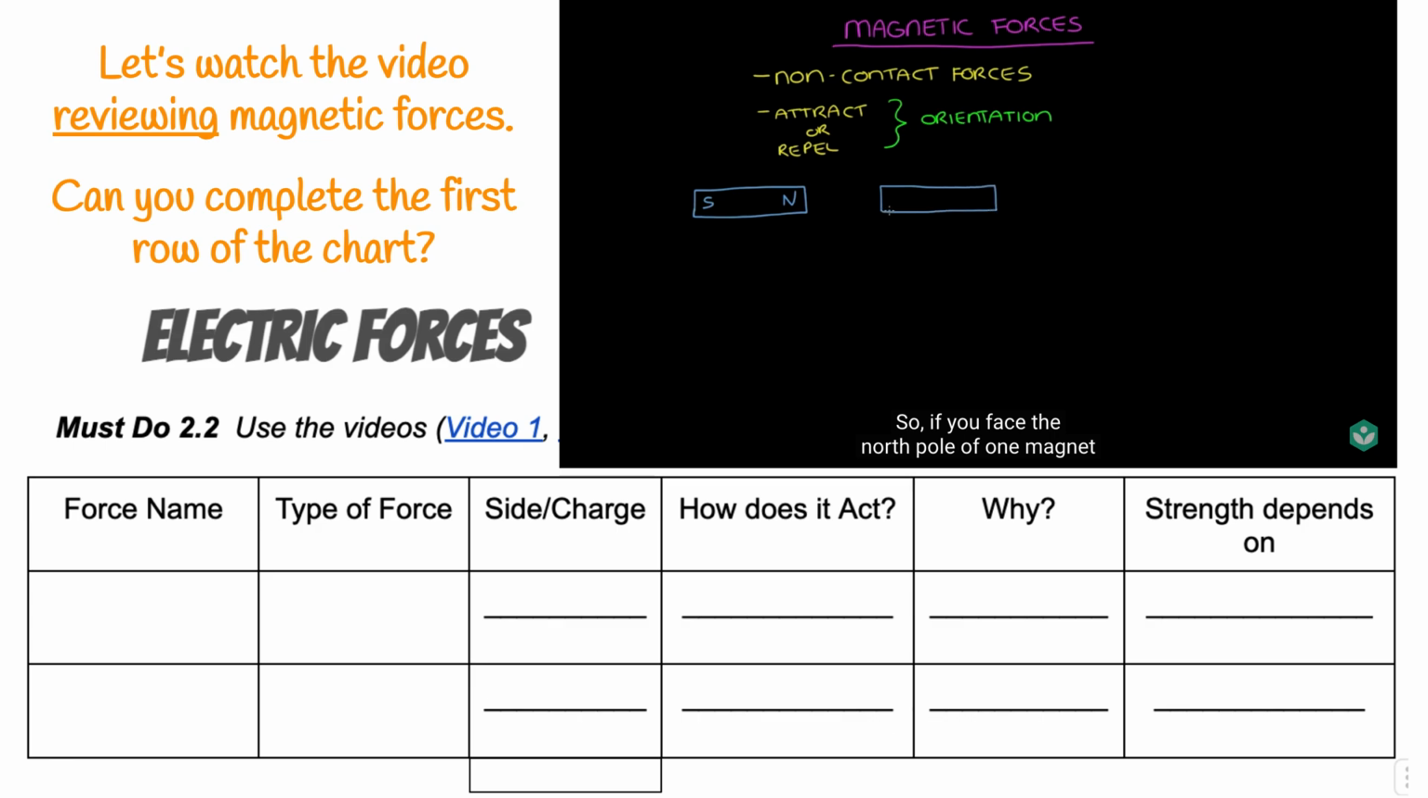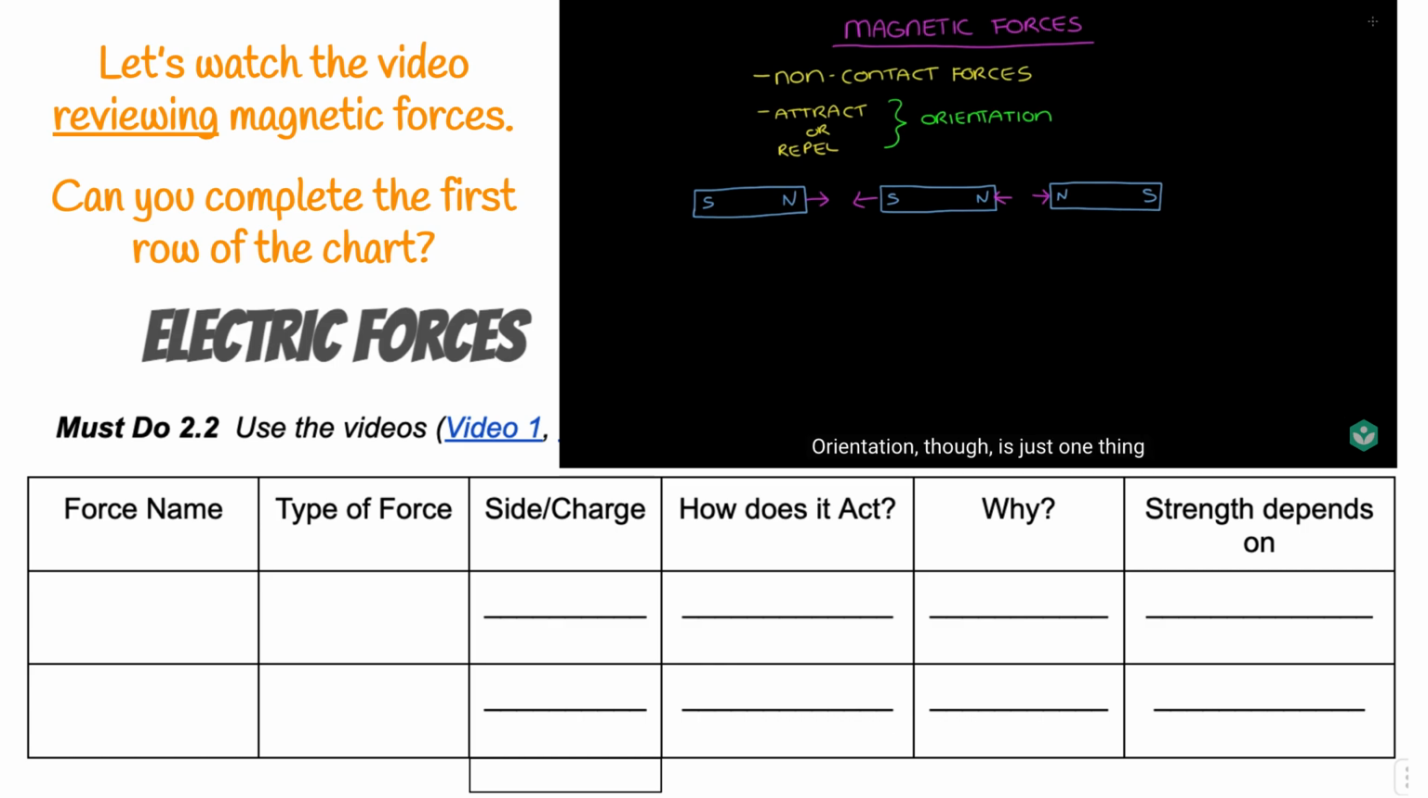So, if you face the north pole of one magnet to the south pole of another magnet, guess what? They will be attracted to each other. But if you turn one of those magnets around so that you have two north poles facing each other, they will repel. And the same thing would happen if it was two south poles facing each other. So the direction of the magnetic force completely depends on the orientation of the magnets.